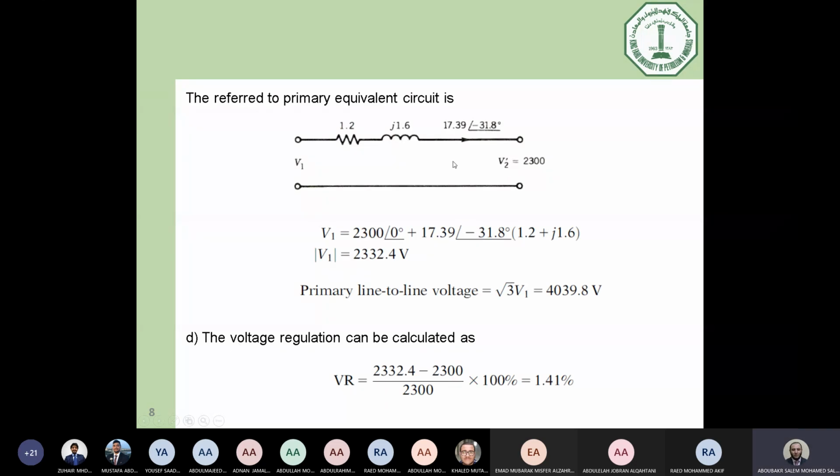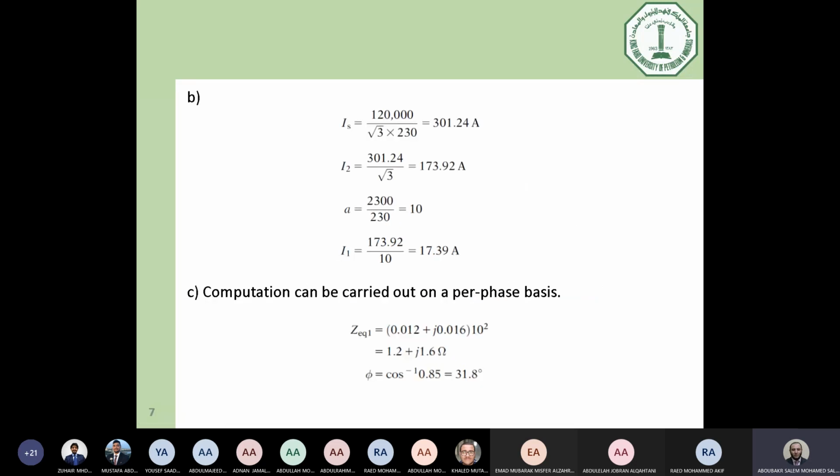So for now, we consider referring to the primary side. We have V2 prime here, which is 2300, and this is our impedance, and the current was calculated before. So how could the angle of the current be obtained? If we return to the current here, you know the value of I, we now need the value of I phase, is it right?